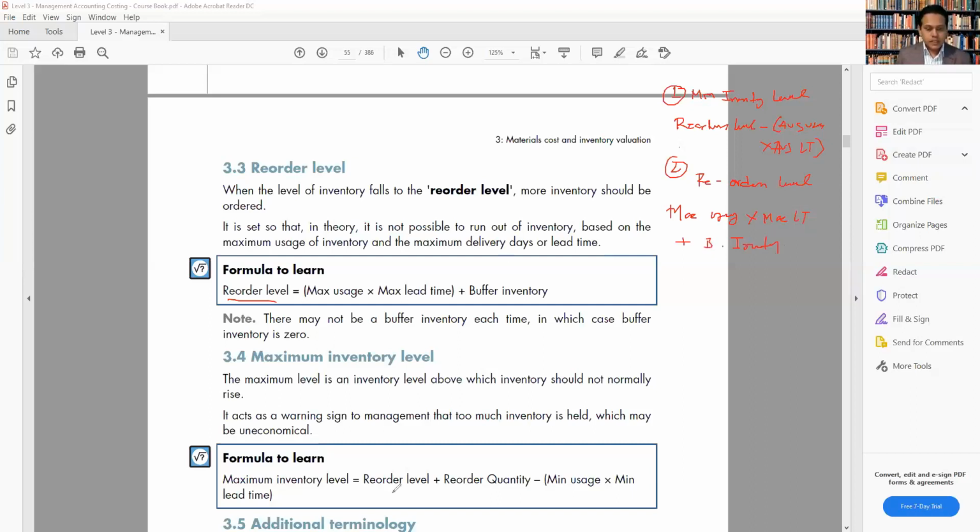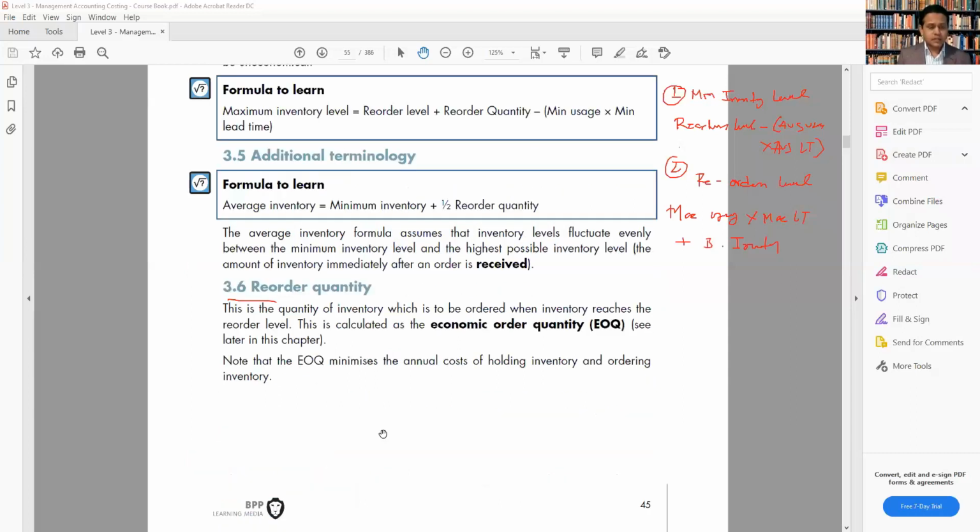All right, so the next one we have here, that is maximum inventory level. There is a formula for that. So maximum inventory level, that is maximum inventory level.